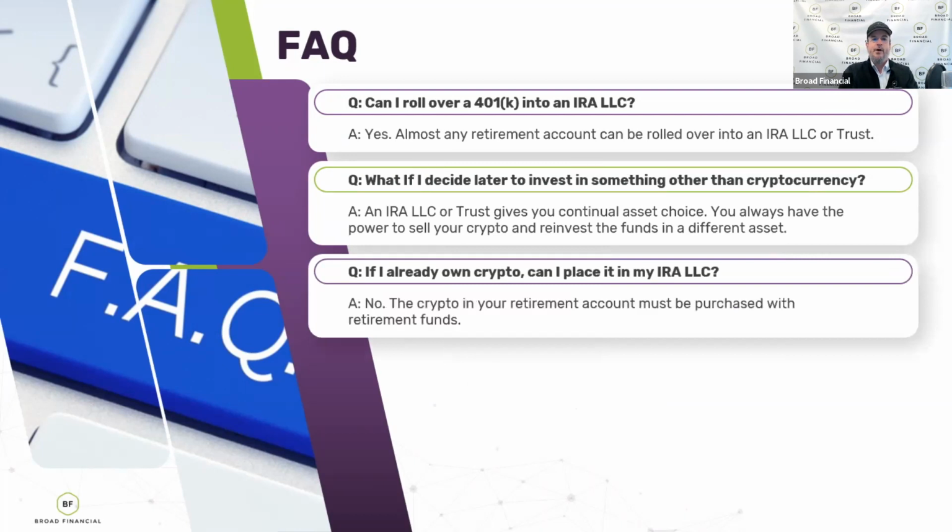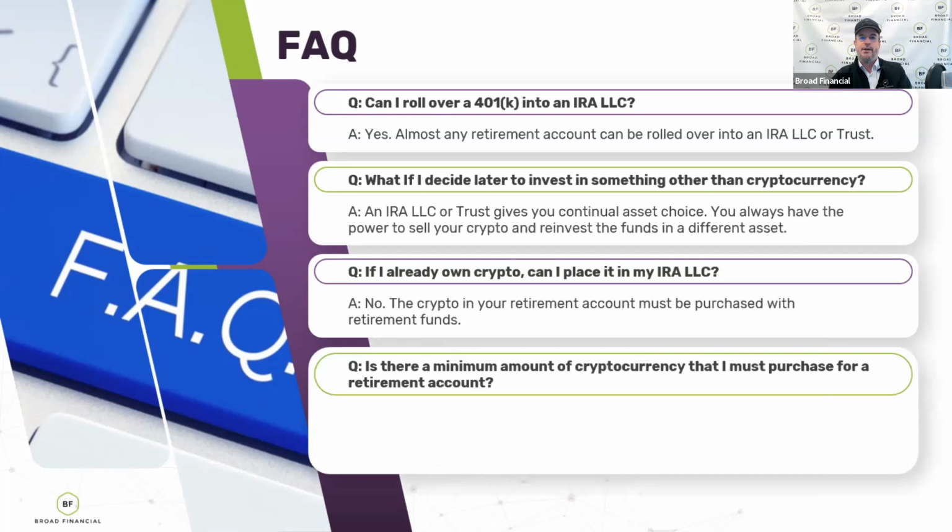Next question. If I already own crypto, can I place it in my IRA LLC? The answer is no. You can only buy the crypto with an IRA account, and then it can stay in there or move into a private wallet, but you can't take existing crypto, real estate, or cash and put it in an IRA. Otherwise, billionaires would make a $1 billion deal, make a profit, and before they have to pay taxes, put it in an IRA. So if you have some crypto outside the IRA and it was not purchased with an IRA initially, it cannot be put into an IRA in any way, shape, or form.